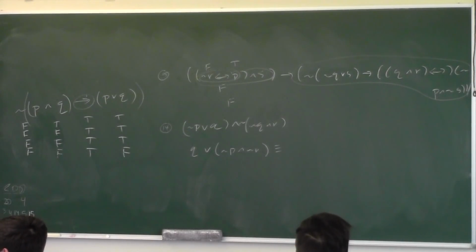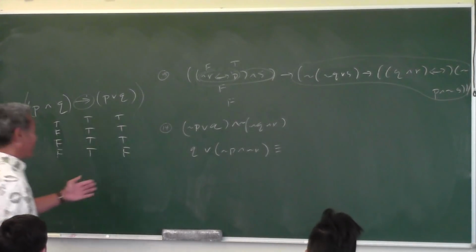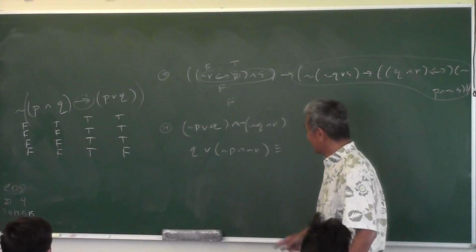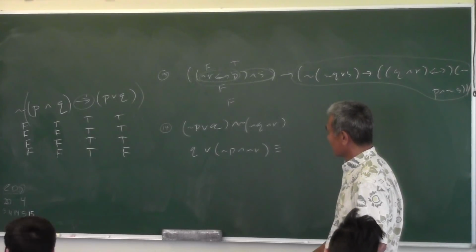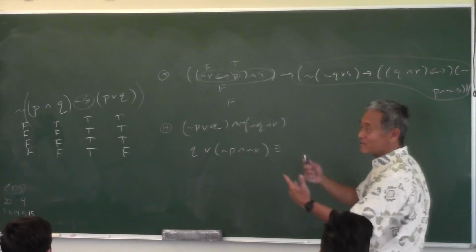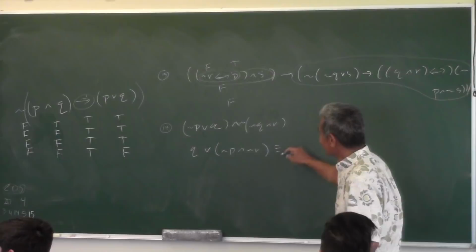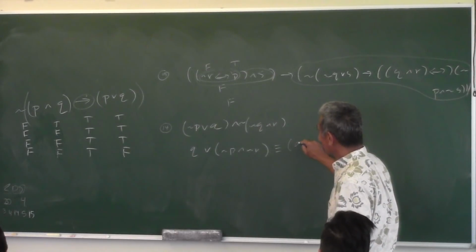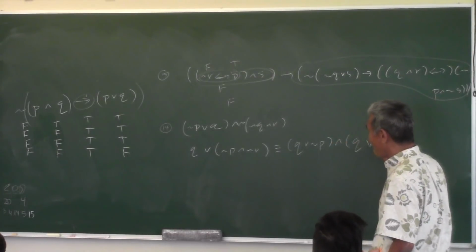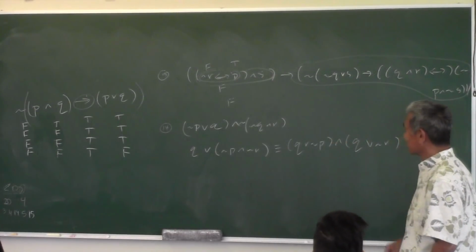Turn your attention to problem 15 and 16. Didn't 15 and 16 come out with the same truth table? Yeah, we talked about it in class. So if this has exactly the same form as 15 and 16, what is logically equivalent to this? Look, it's the same form, just the letters are different. What is this logically equivalent to? Q or not P and Q or not R.